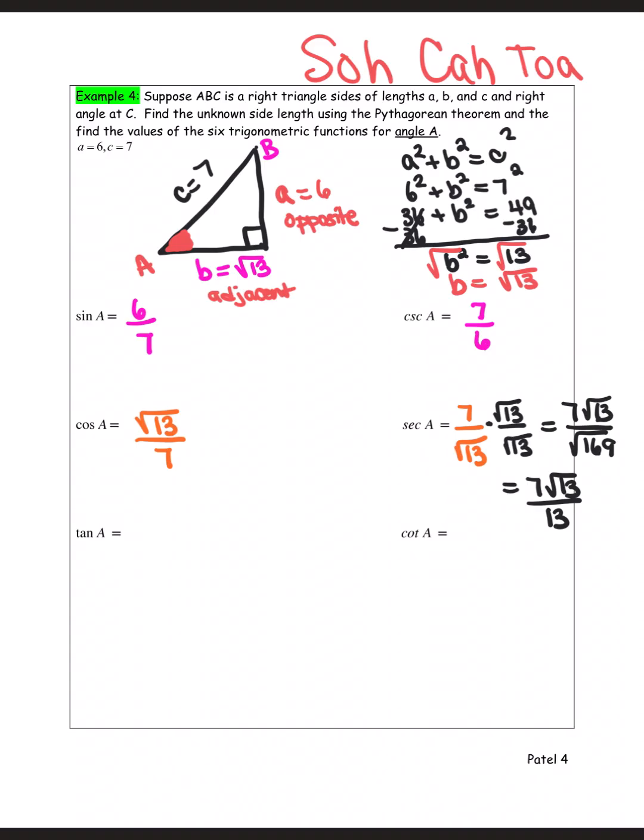Tan of A is equal to opposite over adjacent. So that's going to be 6 over square root of 13. And before we rationalize that, I'm going to go ahead and do cotangent of A, which is a reciprocal of that, which is square root of 13 over 6. Now we're going to rationalize tangent of A by multiplying by square root of 13. The same concept applies. This is going to be 6 square root of 13 over square root of 13 times square root of 13 is square root of 169, which is back to 13. That was the goal.